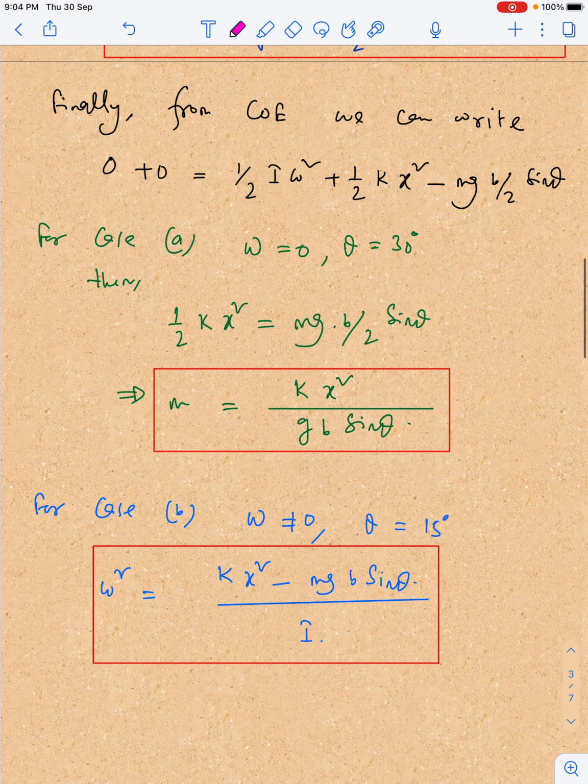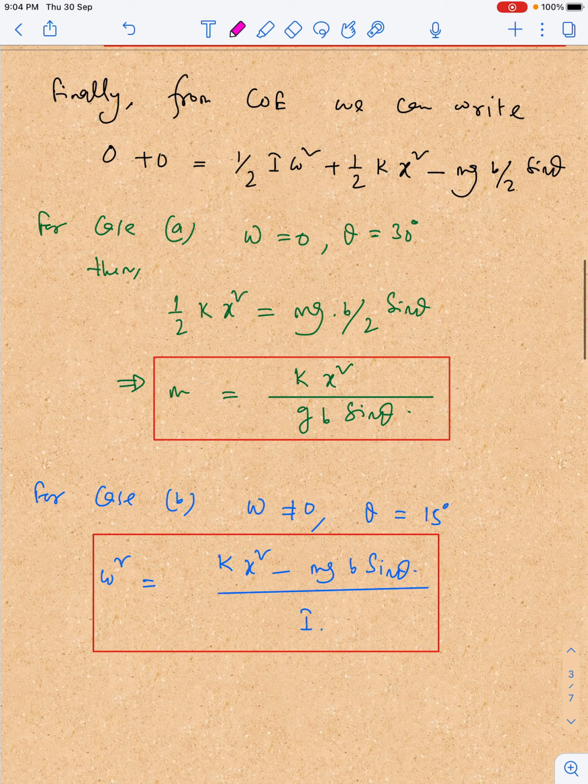So from there, if I conserve the energy, the m value will come, that is kx square by g into b sine theta. So this is the answer of part A of the question.